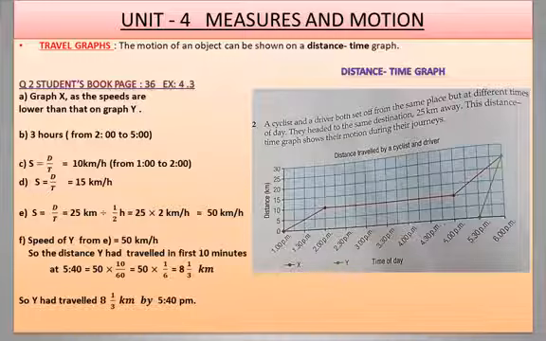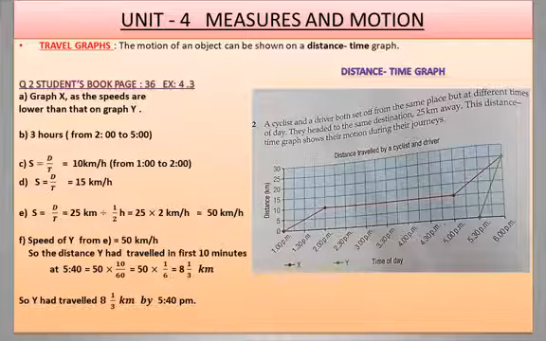Now question number B: for how long did person x stop? The cyclist stopped for some hours. You have to find the time. From 2 o'clock to 5 o'clock he stopped. So how many hours did he stop? 3 hours he stopped.